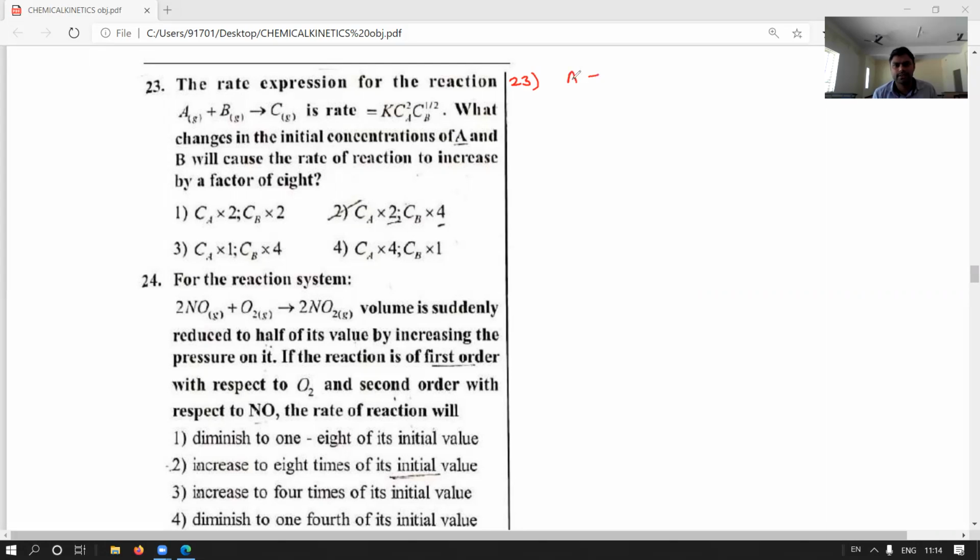So A plus B is converted into C. For this reaction, rate is equal to K into concentration of A whole square, and concentration of B whole to the power of 1 by 2. At what concentrations does the rate become a factor of 8? You have to take at what concentrations.